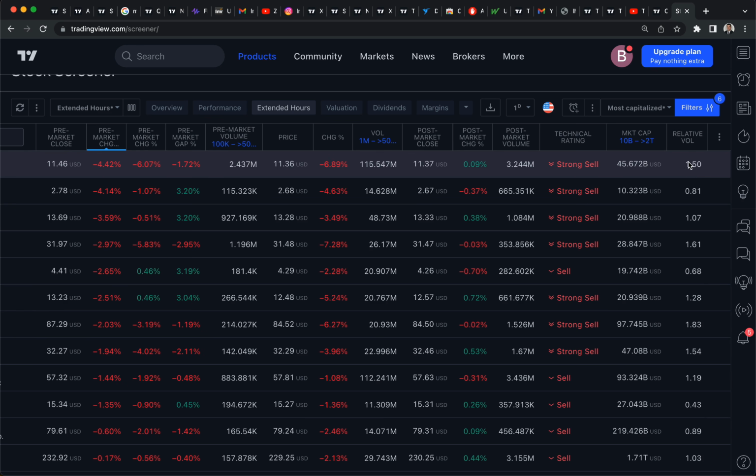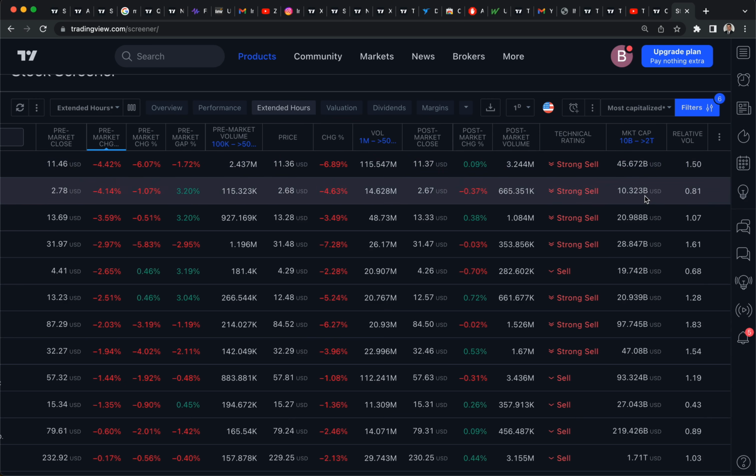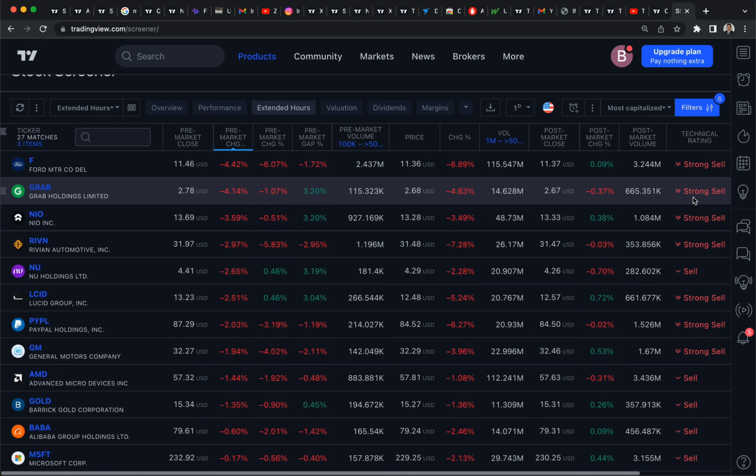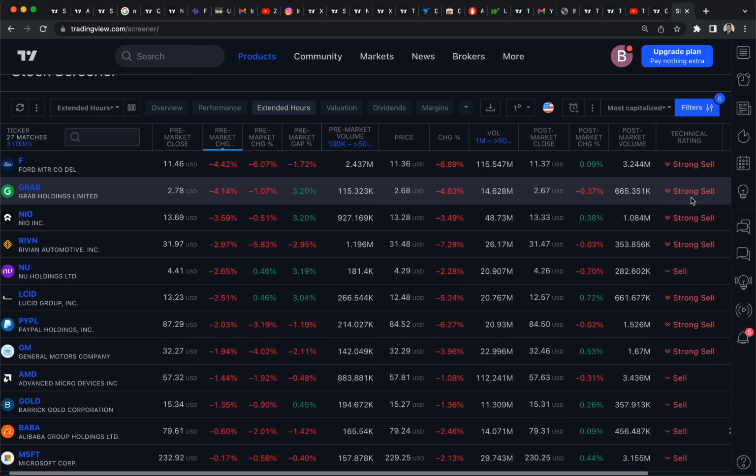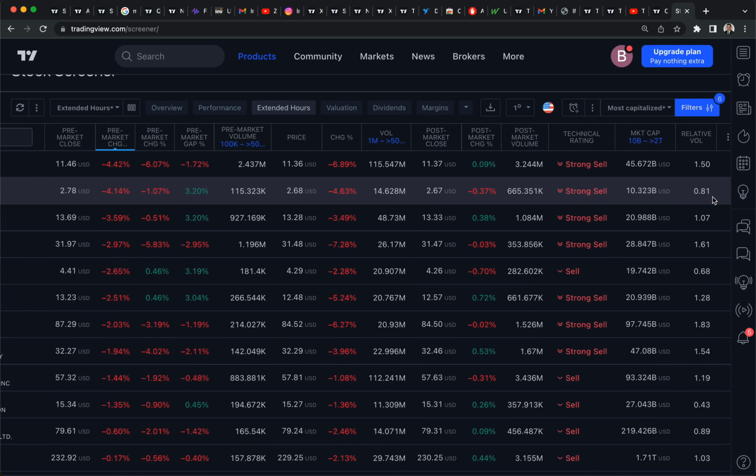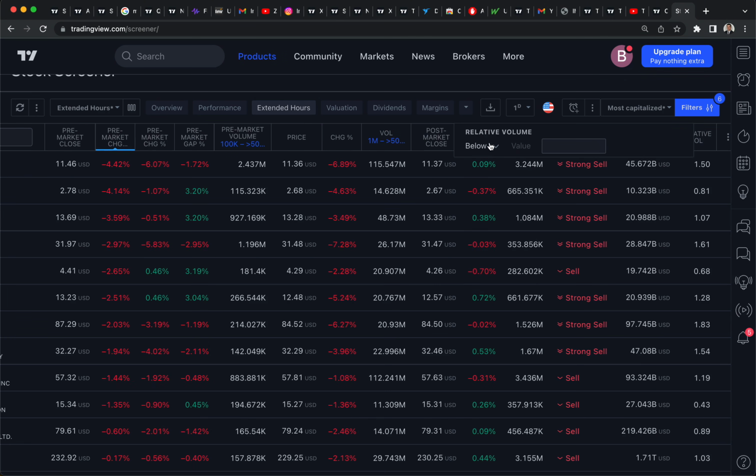Why is it 50%? Because of 1.5, so 1.5 times. Whereas a ticker like Grab, GRAB, is trading at 0.81, that would imply that it's trading 19% less than it usually trades on a daily basis. So what you can do is add a relative volume filter.